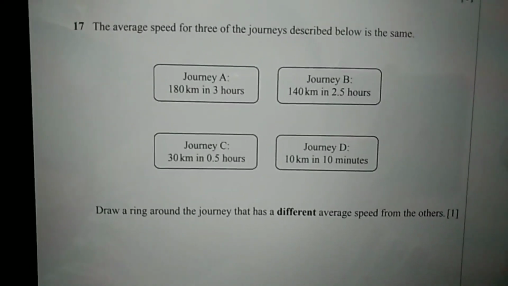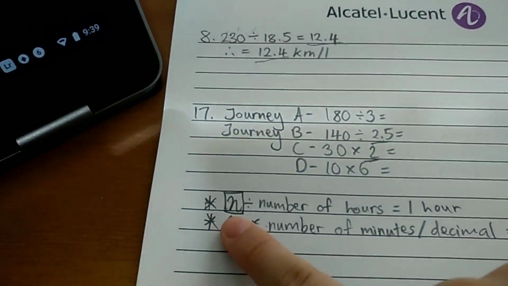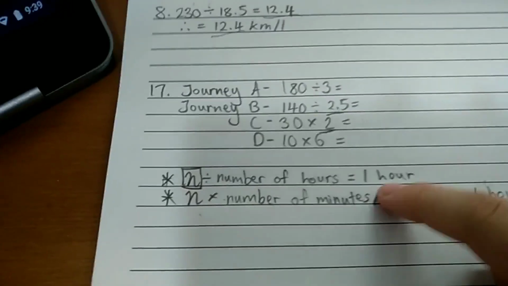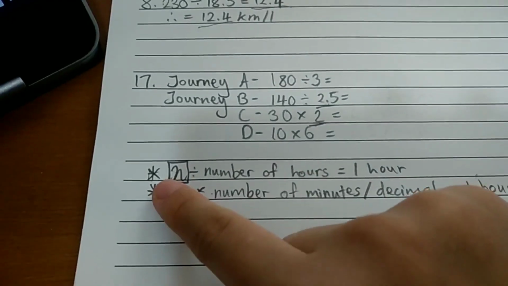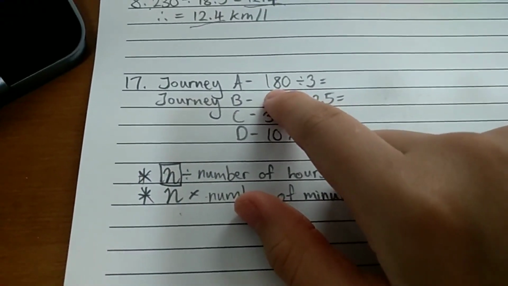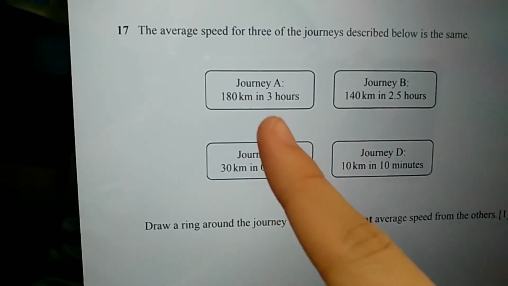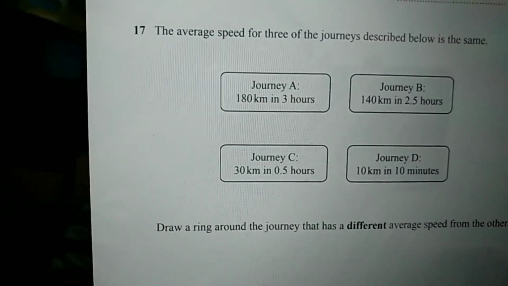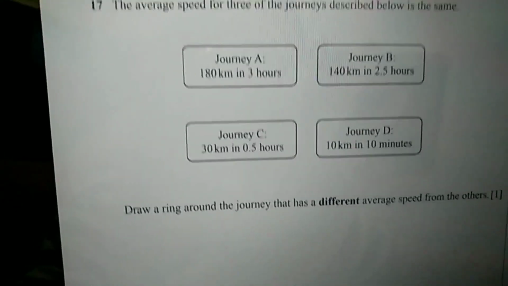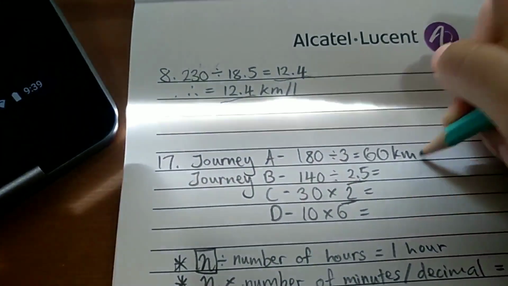On to question 17. Now, using this formula, what divided by the number of hours equals 1 hour. This number n, you would take your distance and divide it by that number. So 3 hours divided by 3 equals 1. So therefore, you have to take 180 divided by 3. Your answer will be 60 km/h.